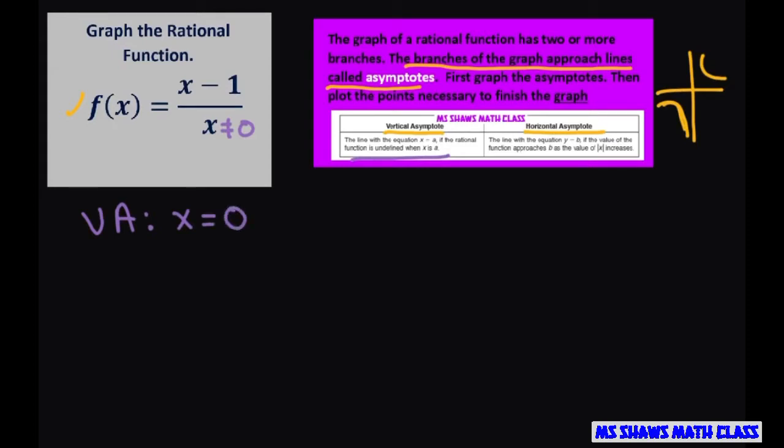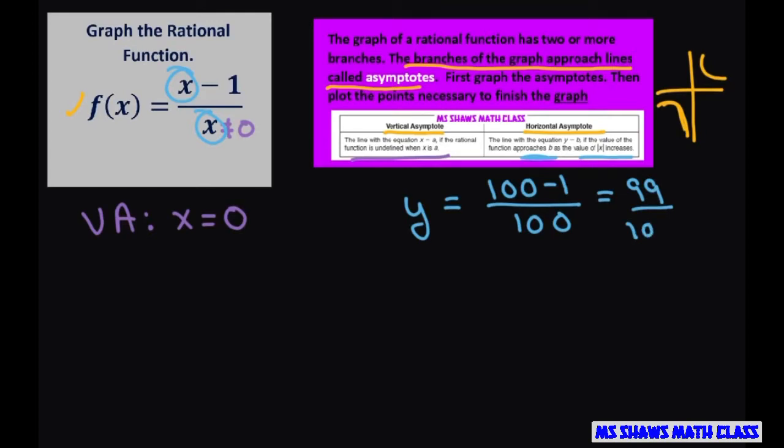All right. Horizontal is a little more conceptual. The horizontal asymptote is the value of the function as it approaches a certain number. So as x gets bigger, y approaches a certain number. If I plug in a big x, let's plug in 100, and we're doing an approximation here, we get 99 divided by 100. Well, that's very close to 1.